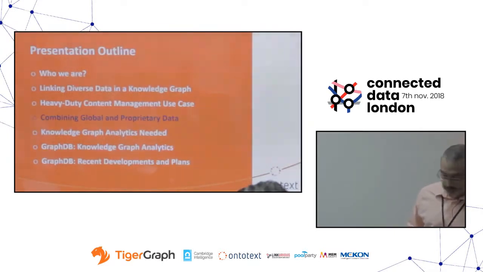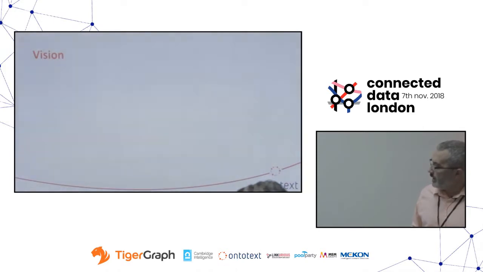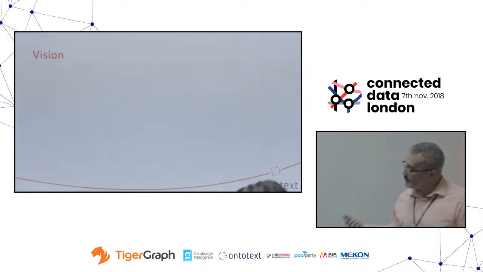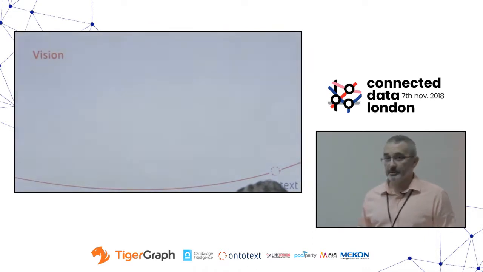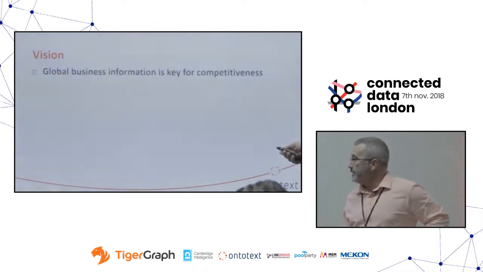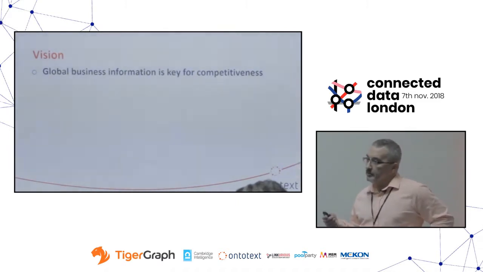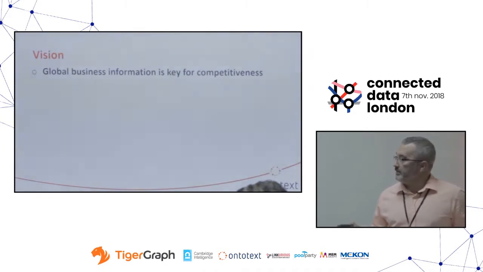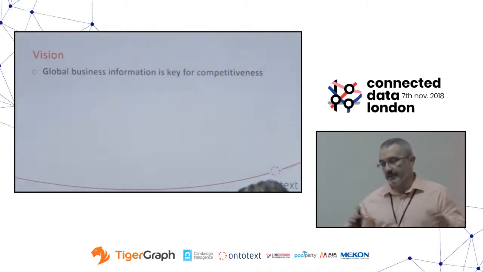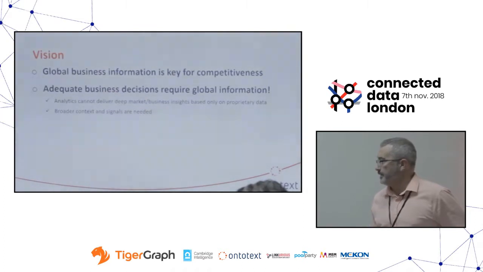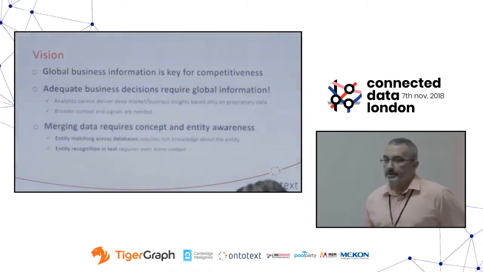Good. I have a few minutes, so I'll tell you a bit about why we care about global data, and I'll do the demo, and I'll stop. So essentially, we believe that most businesses in an economy that is getting more and more globalized and interconnected need to deal with global data to make the right decisions. So they should combine their own data with global data, and that's not easy.